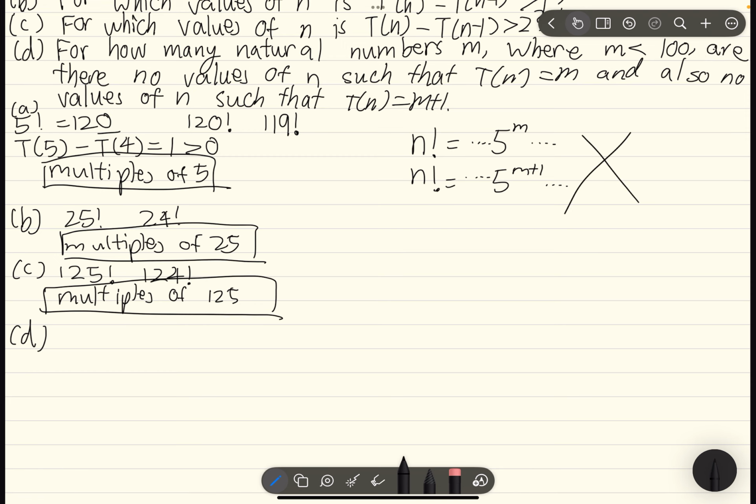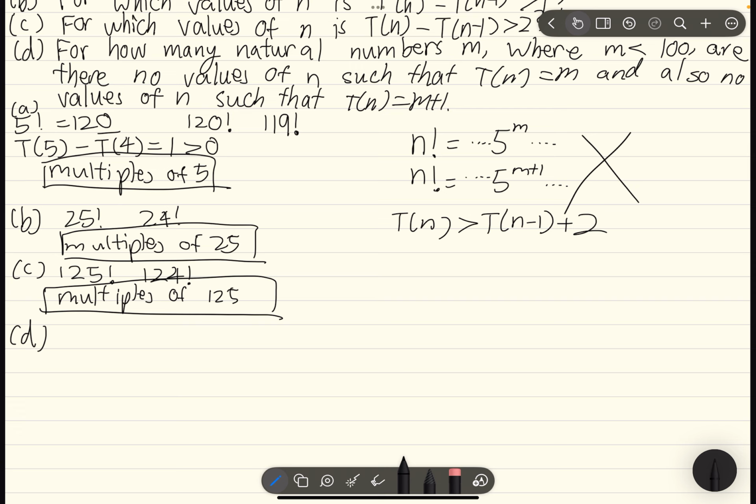Okay, so when would this take place then, right? This would take place when Tn is greater than Tn minus 1 plus 2. Okay, so why is this the case then? Why is this the case for question D?